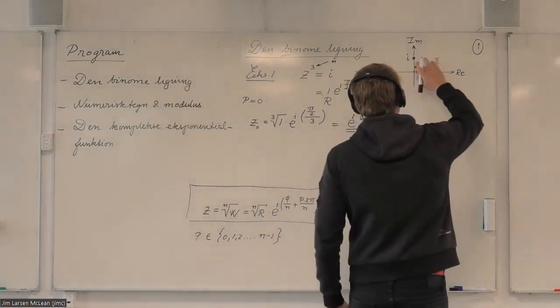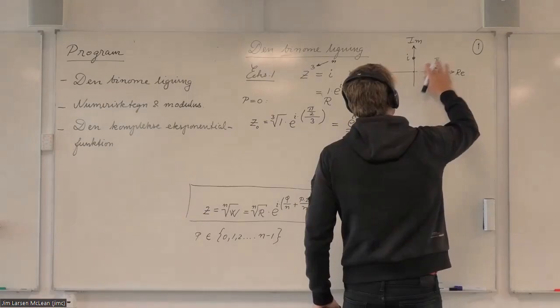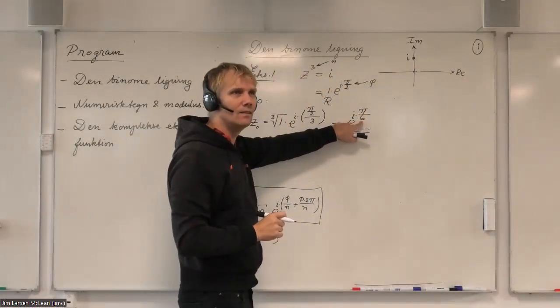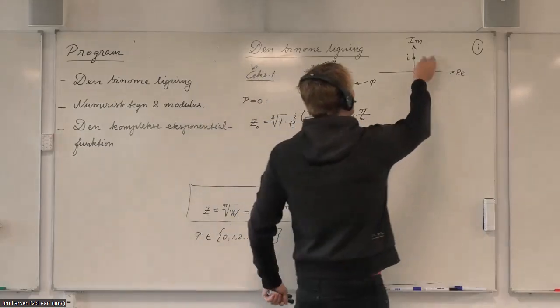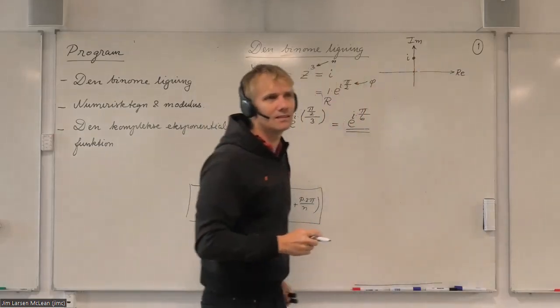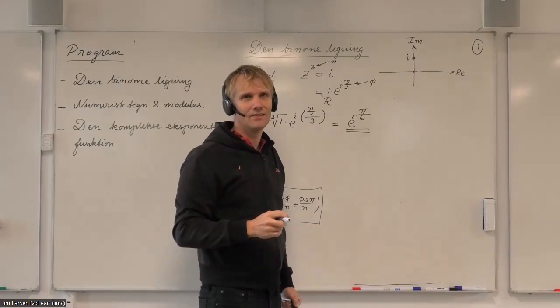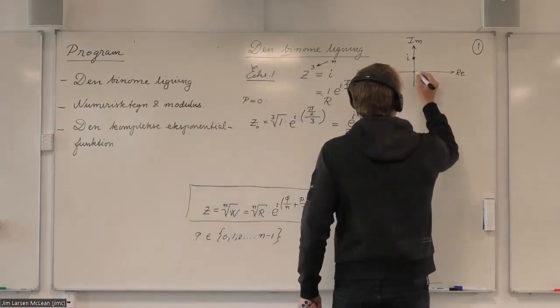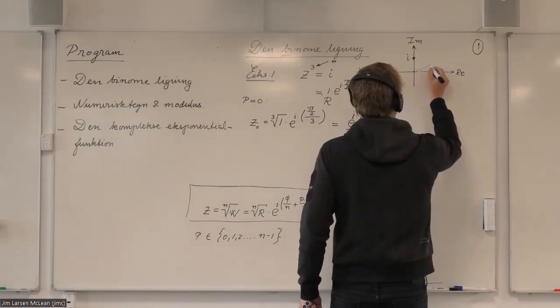So let's clear away all this fuss so we can see what's going on. An angle of pi over 6. How much is that? It's like doing 180 divided by 6, and that gives us 30 degrees. So I just need to go up to 30 degrees.